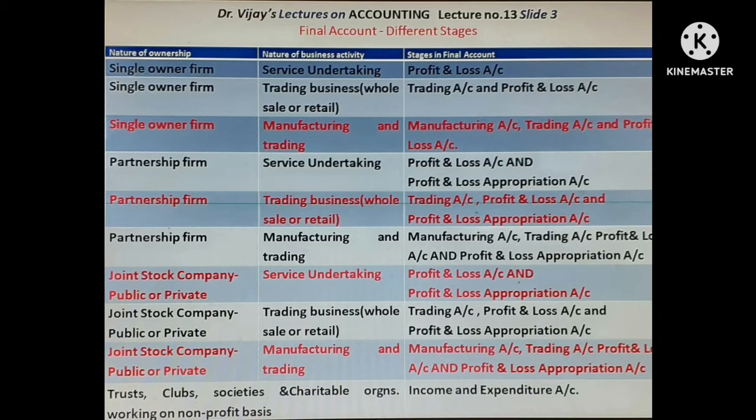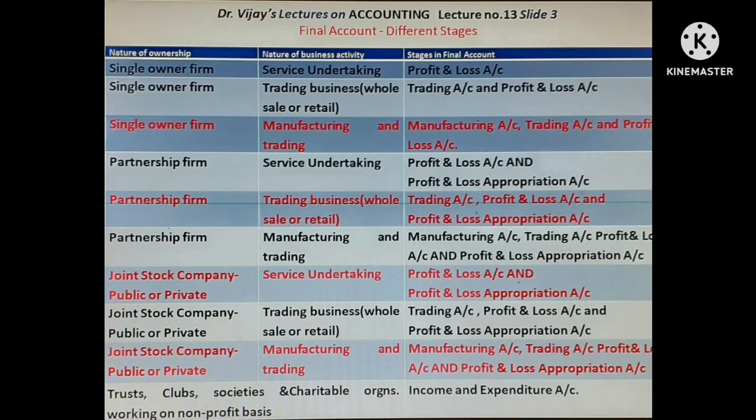Now comes partnership firm. In partnership firm, there are more than one owners. Each of them is called a partner. Say it is doing service undertaking. It need not have trading account or manufacturing account. Only profit loss account and profit loss appropriation account. Profit loss account is for finding out net profit and profit loss appropriation account for showing the distribution of profit among the partners.